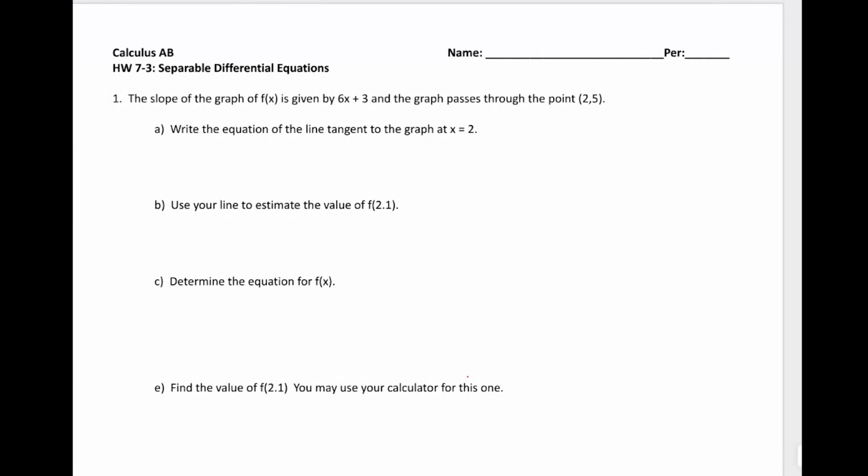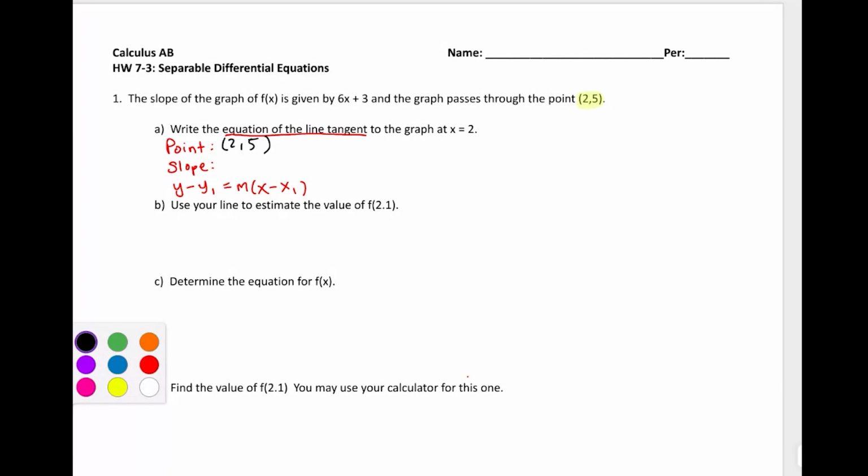So just like we've done in the past many times before, anytime we're asked to find the equation of a line that's tangent to the graph, we are going to set this up by first identifying a point on the graph and also identifying the slope at that point, and finally writing the equation in point slope form, y minus y1 equals m times x minus x1. So the point that we can use is given in the problem. It's (2, 5), so we may as well just go ahead and use that one.